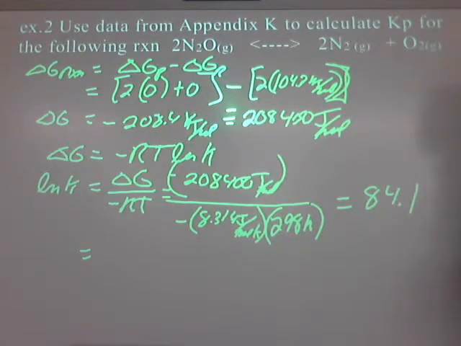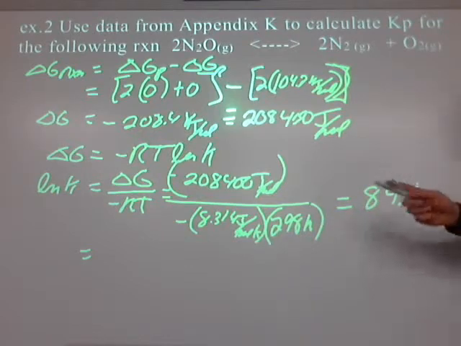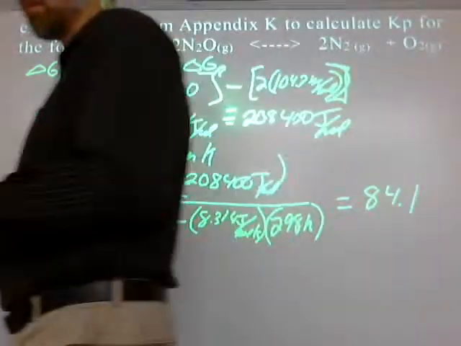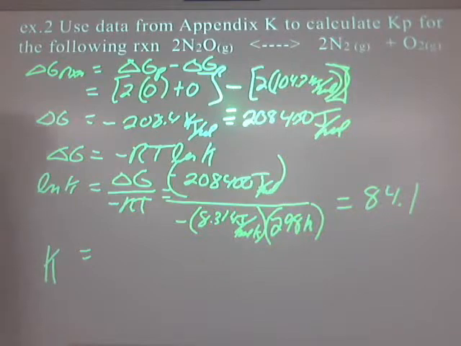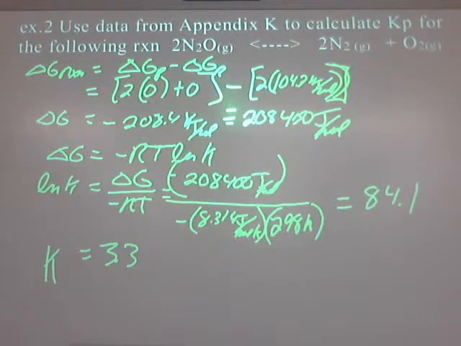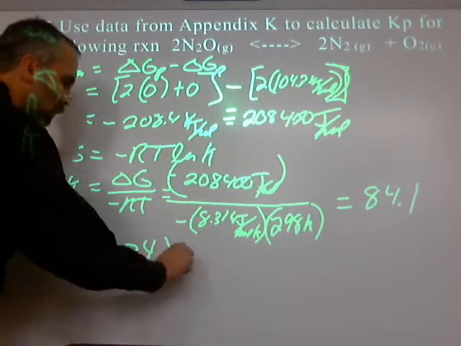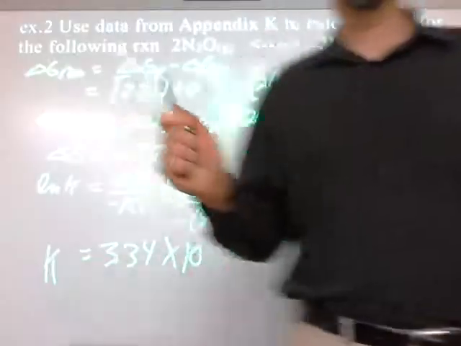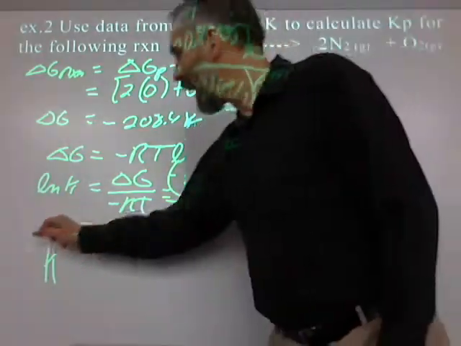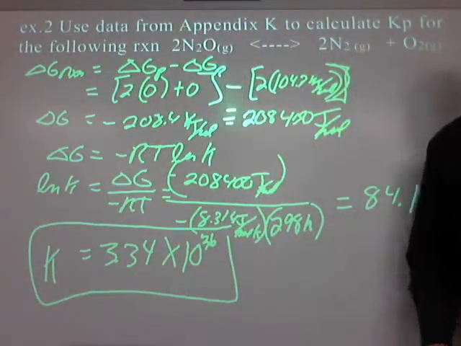What I want to make sure you know how to do is, if I have ln K equals 84.1, what do I have to do? Take the inverse natural log of ln K, which of course is K, and the inverse natural log of 84.1, which is what? Make sure you can do that on your calculator correctly. It's a big number. I believe it's 3.3 something. That's a huge number. Yeah, it's 3.34 times 10 to the 36.